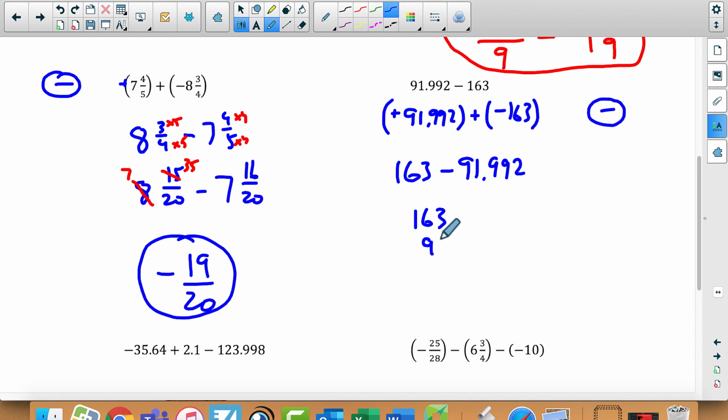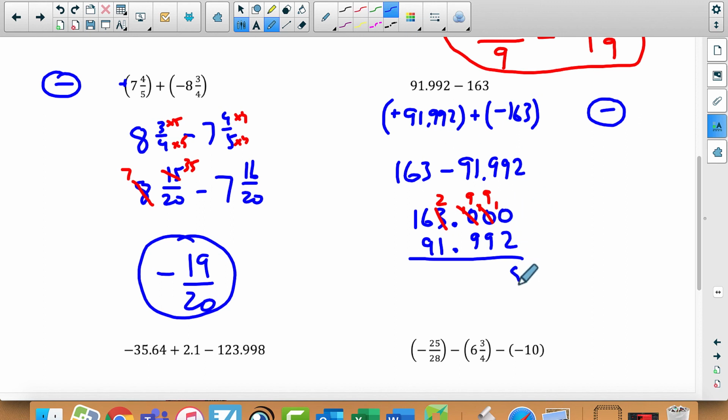And then we have 91.992. We've got 3 empty spaces here. Oh, we've got a lot of borrowing to do. We want to go 0 minus 2, can't do it, so we've got to borrow all the way over here from the 3, which becomes a 2. This becomes 10. Can't do it, got to borrow, and it becomes 10 here. Can't do it, borrow, becomes 10 here. And finally, we can actually do this.